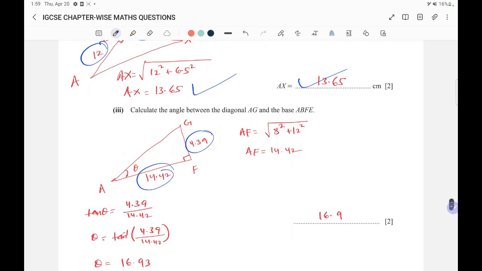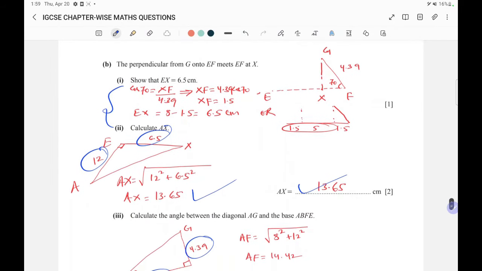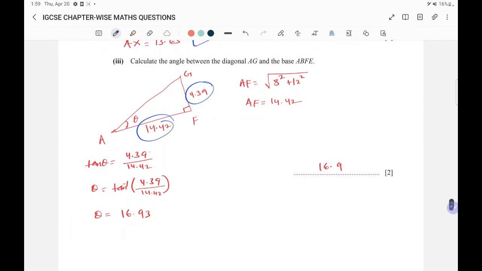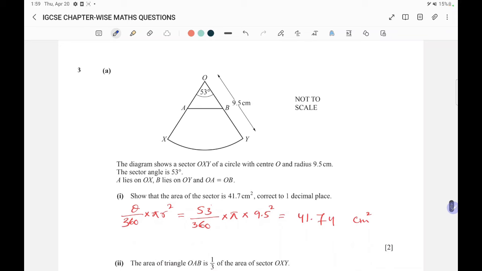14.42 and GF is 4.39 already we found. So apply tan theta, 4.39 over 14.42. Theta is tan inverse 4.39 over 14.42. Theta is 16.93. 16.9. Then this is question number 3.